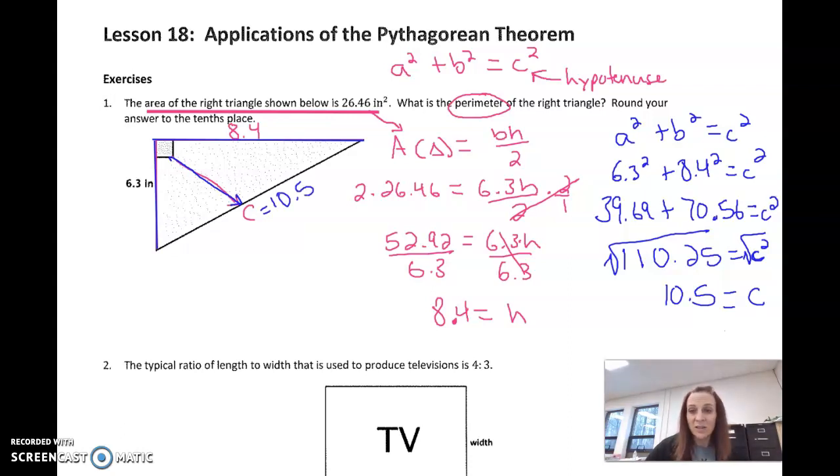Always make sure, because we've done a lot of work here, that we're answering the question being asked. They asked us, what's the perimeter? Perimeter is the distance around the outside, so all we have to do is add these up. 6.3 plus 8.4 plus 10.5. You can do it by hand if you want, but you don't have to. And I get 25.2.